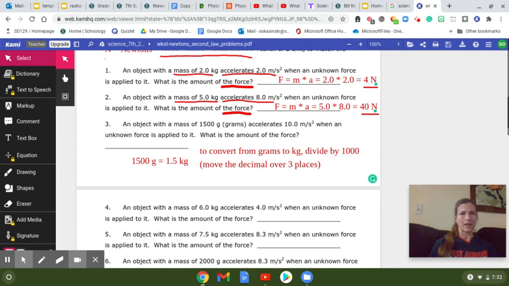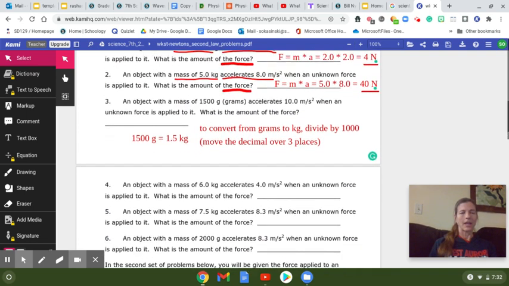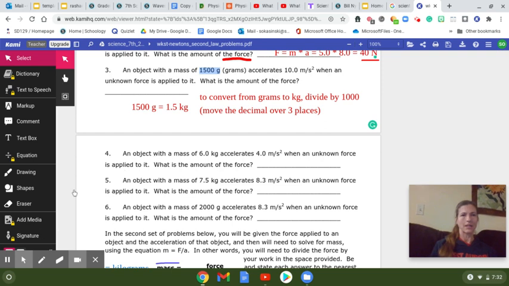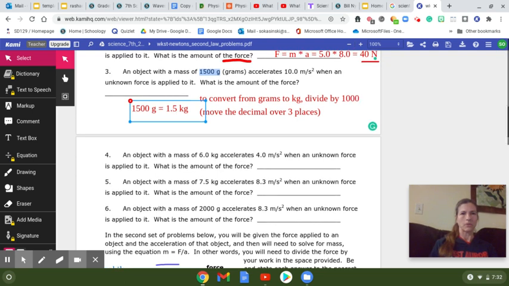One thing I wanted to point out is some of the equations you will get, the mass will be given in grams instead of kilograms. So remember to convert from grams to kilograms. You're going to divide the grams by 1,000, which is the same as moving the decimal place over 3 places. So 1,500 grams is the same as 1.5 kilograms. You'll always need to use your mass in kilograms. So if you see anything in grams, you'll need to convert it.